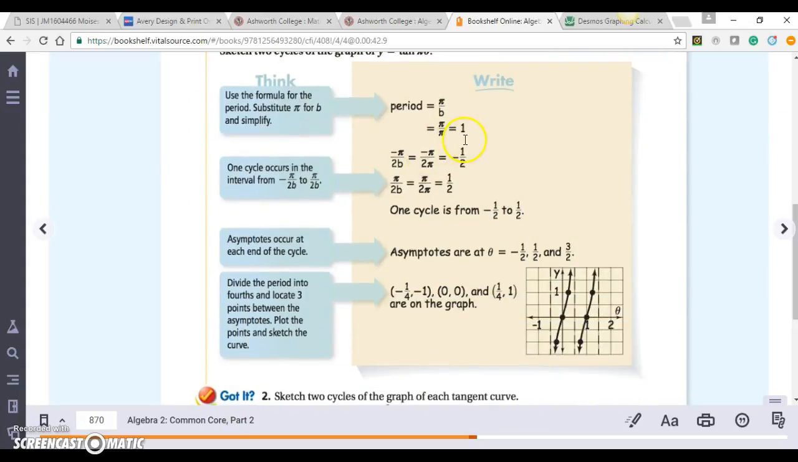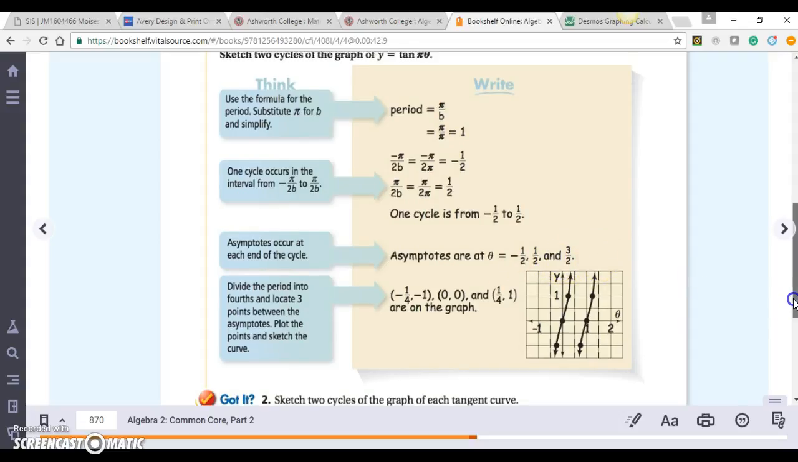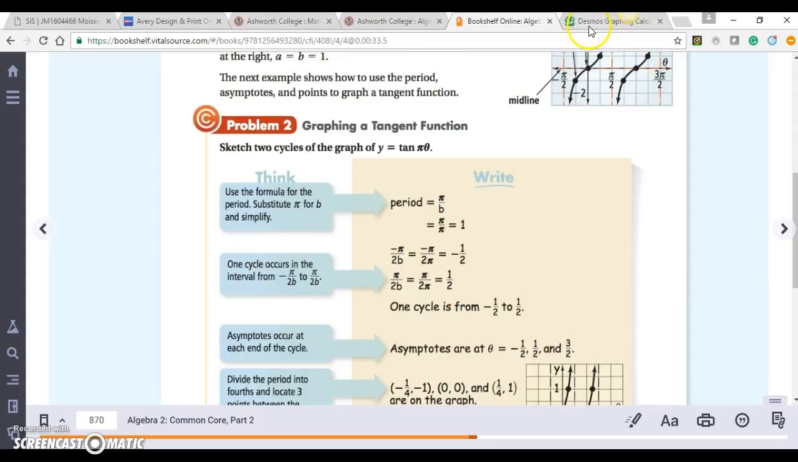Okay, and I get 1, and I know one cycle occurs from negative pi over 2b to pi over 2b. And so I am going to divide my period in half. So I get negative 1 over 2 to 1 over 2. And so I'm going to add one more period to this, so just adding 3 over 2 gives me my third period. And so I'm going to cheat, and please feel free to cheat also.